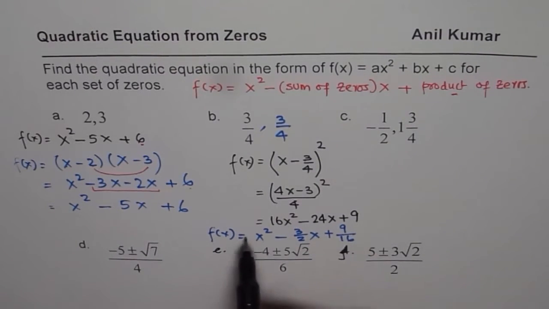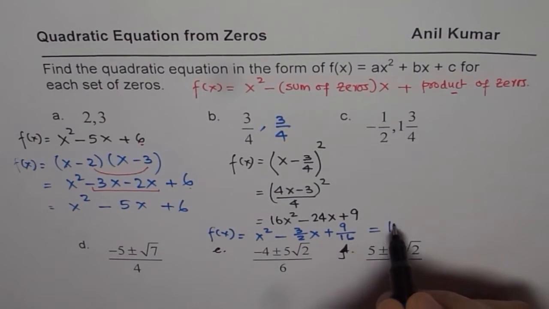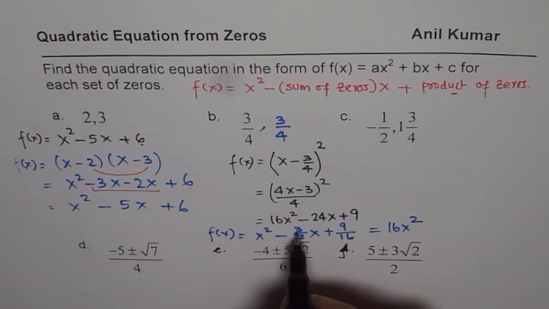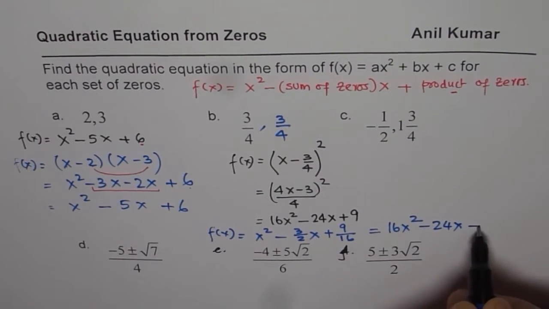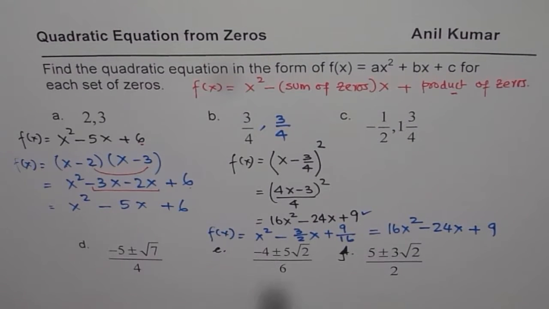And now multiply everything by 16. So I'm just extending here. If you multiply by 16, you get 16x squared. And here if you multiply by 16, 16 divided by 2 is 8. 8 times 3 is 24. So minus 24x plus 9. Do you see that? So you get exactly the same equation. So you could adopt different methods of doing the same thing.